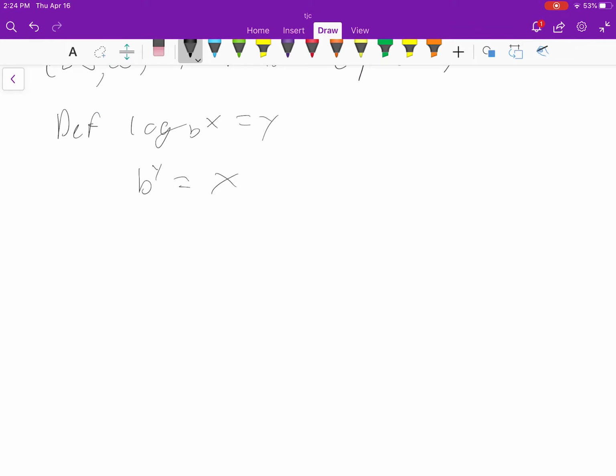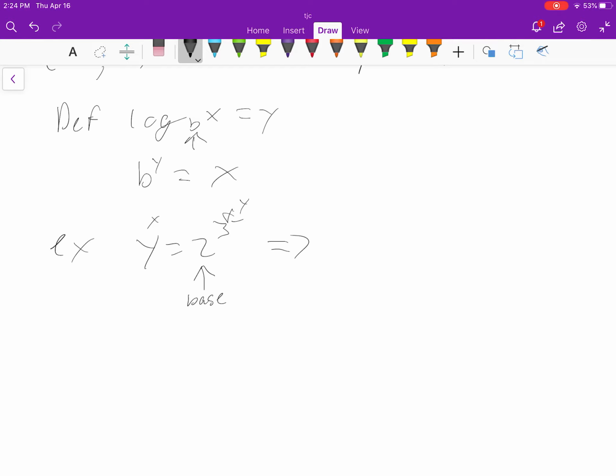So let's start with some simple examples. Example 1, we have y equals 2 to the third. Now, what is this written in? This is exponential form. What is it in logarithmic form? Here's your base, and the base is going to go here. This is going to be your y, and this is going to be your x. So when we transfer this, this will be log base 2 of y equals 3.